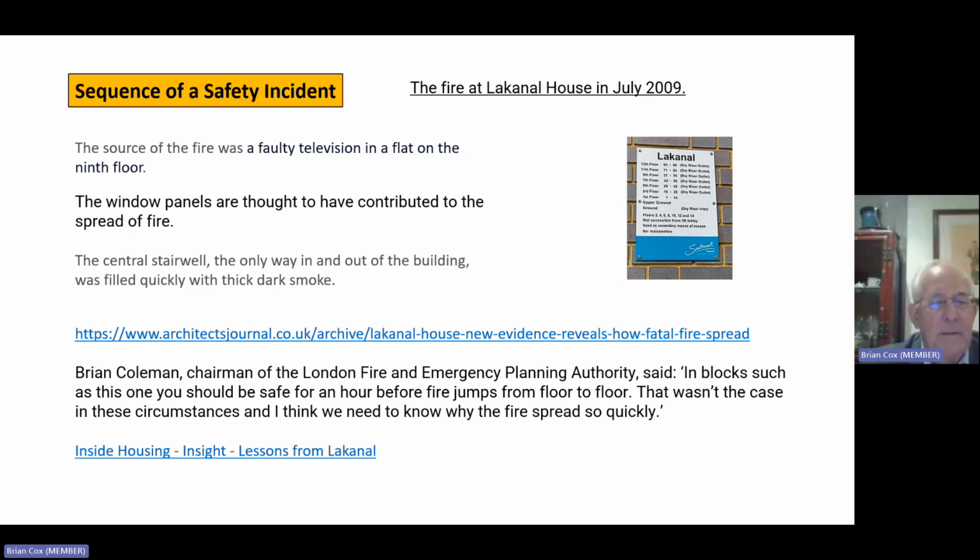So we can see there that whatever smoke extraction system there was, it wasn't effective in keeping this key passageway clear. So there's a report in the Architects Journal and also in Inside Housing. And Brian Coleman, chairman of the London Fire and Emergency Planning Authority, said, in blocks such as this one, you should be safe for an hour before the fire jumps from floor to floor. That wasn't the case in these circumstances. And I think we need to know why the fire spread so quickly.